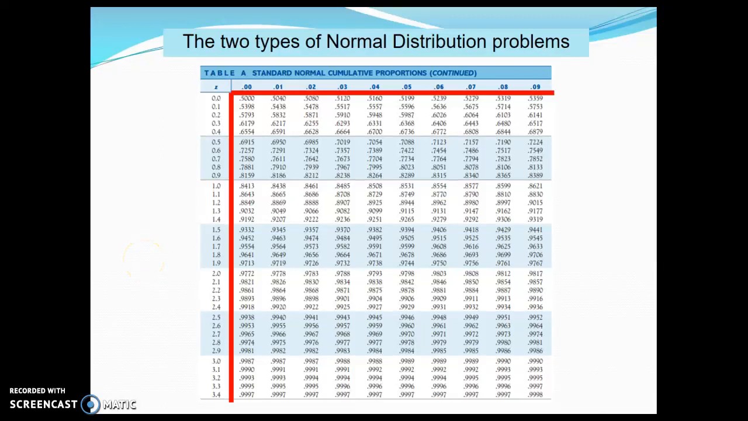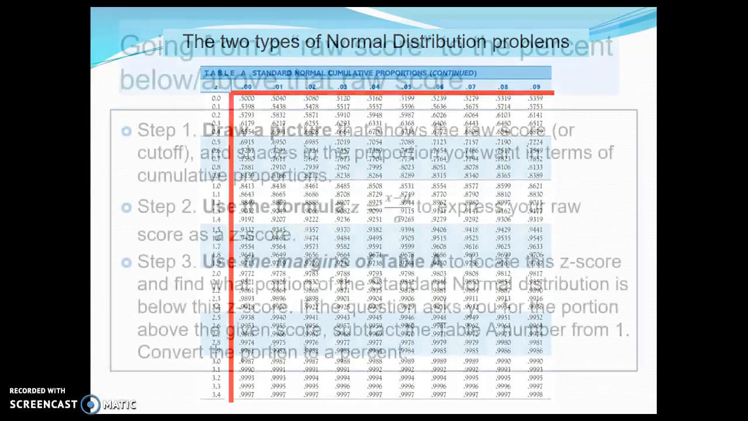As complicated as normal distribution problems can look and as different as they can look from each other, at their heart, there's really only two types of normal distribution problems, and it all comes from the fact that Table A is a conversion table. The z-scores are on the outside, the proportion below those z-scores are on the inside. And so you're either converting from something that comes from the inside and going to the outside, or something from the outside that's going to the inside. So let's take a specific look at these two types of problems.